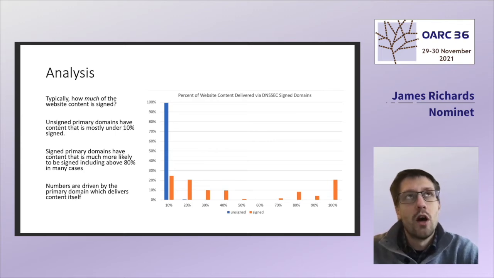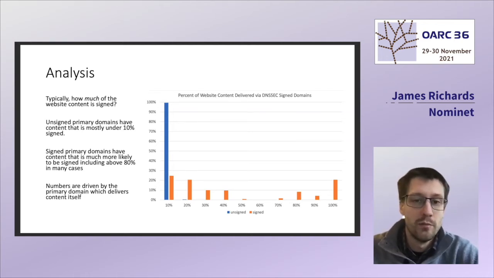For those unsigned websites, so unsigned primary domains that have some DNSSEC in them, it's normally not very much DNSSEC. You can see there almost 100% of the data in the blue category is inhabiting the lowest bin on the graph. So if you're using an unsigned website domain and you've got one or two bits of signed content in there, that's where you'll be in that bottom bin.